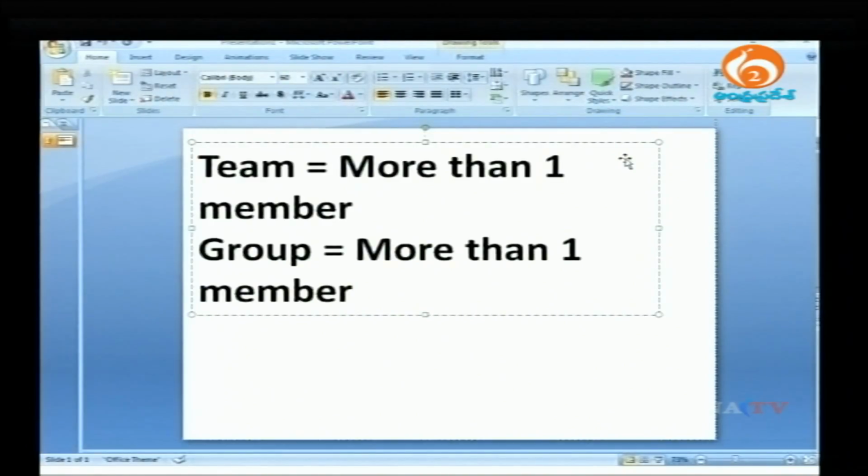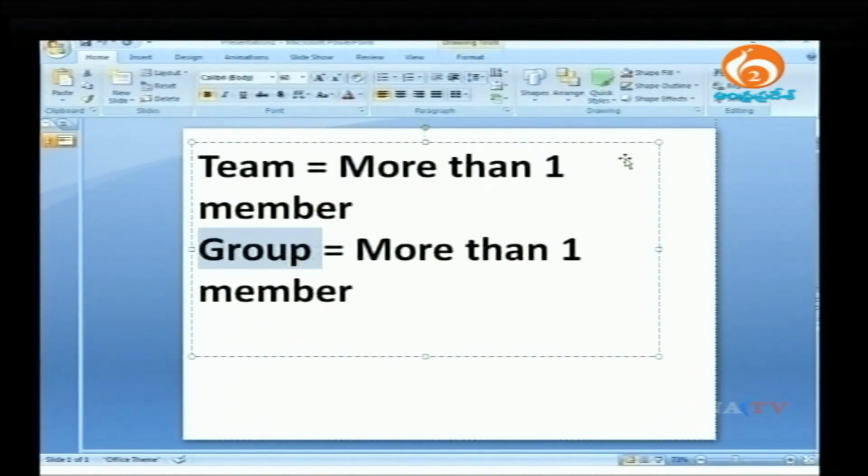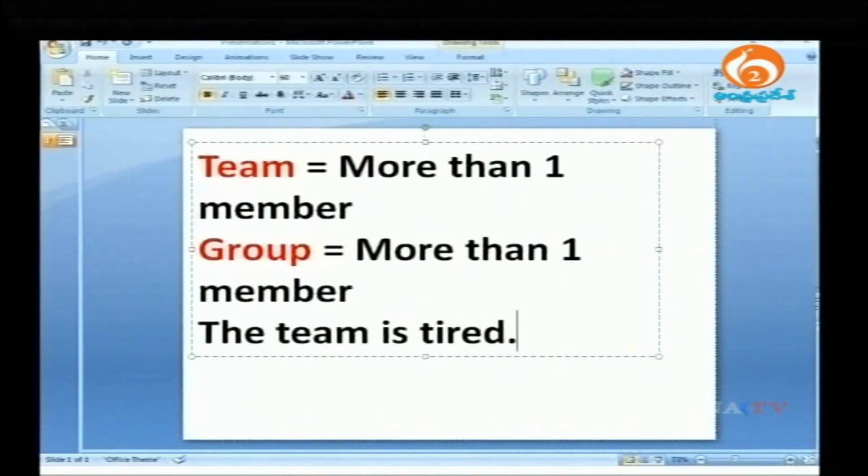Correct? However, this particular word that you have here is considered as a singular noun, which means I will say the team is tired, which means the word team, even though it has more than one member, only then it's a team, I will still consider this as singular. I cannot say the team are tired. The same applies for the group as well. So keep that in mind. All right.